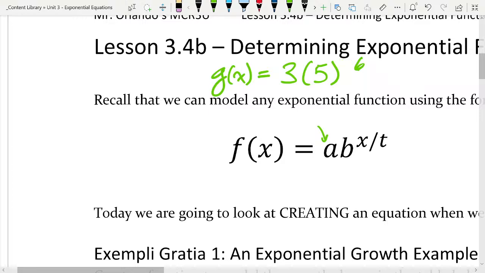Oh, sorry, that shouldn't be a 4. Let's make that an x. Why did I put a 4 there? Yeah.